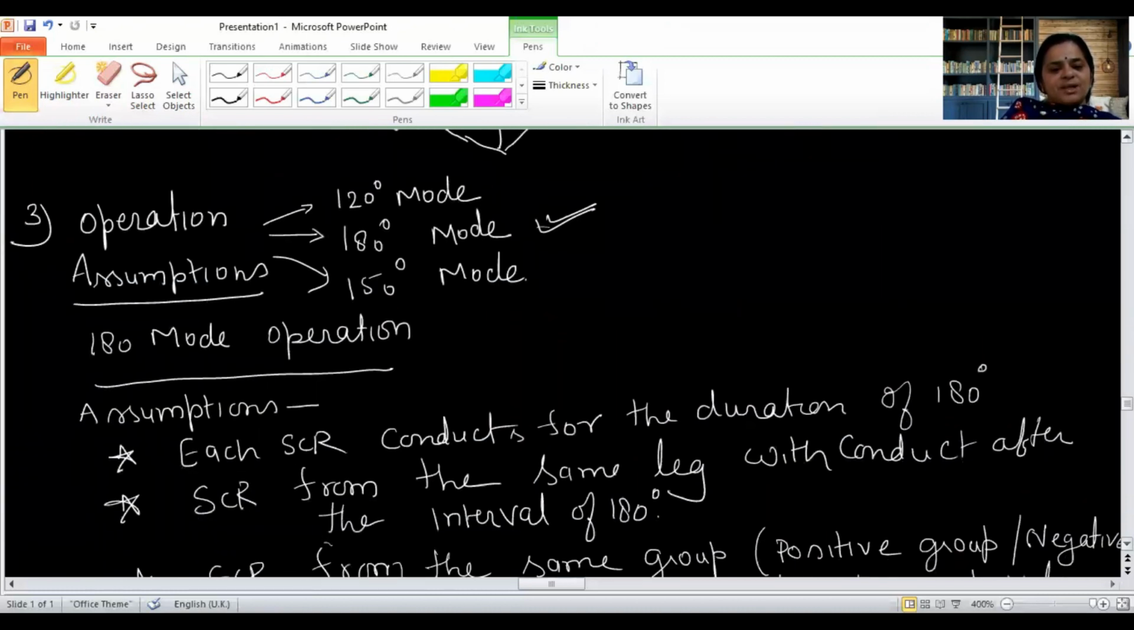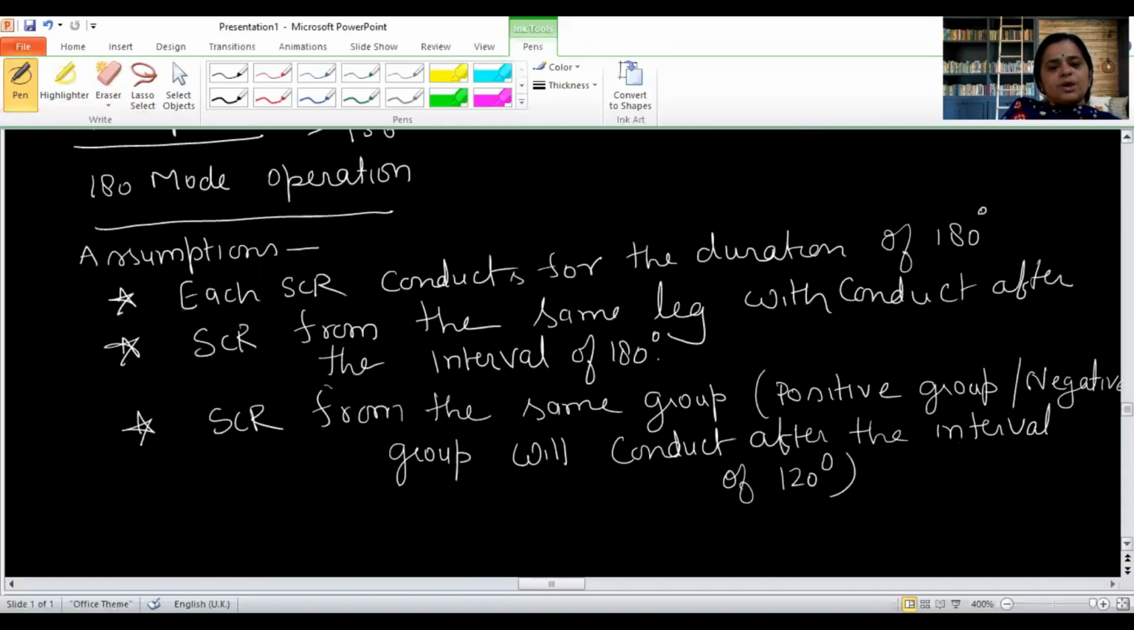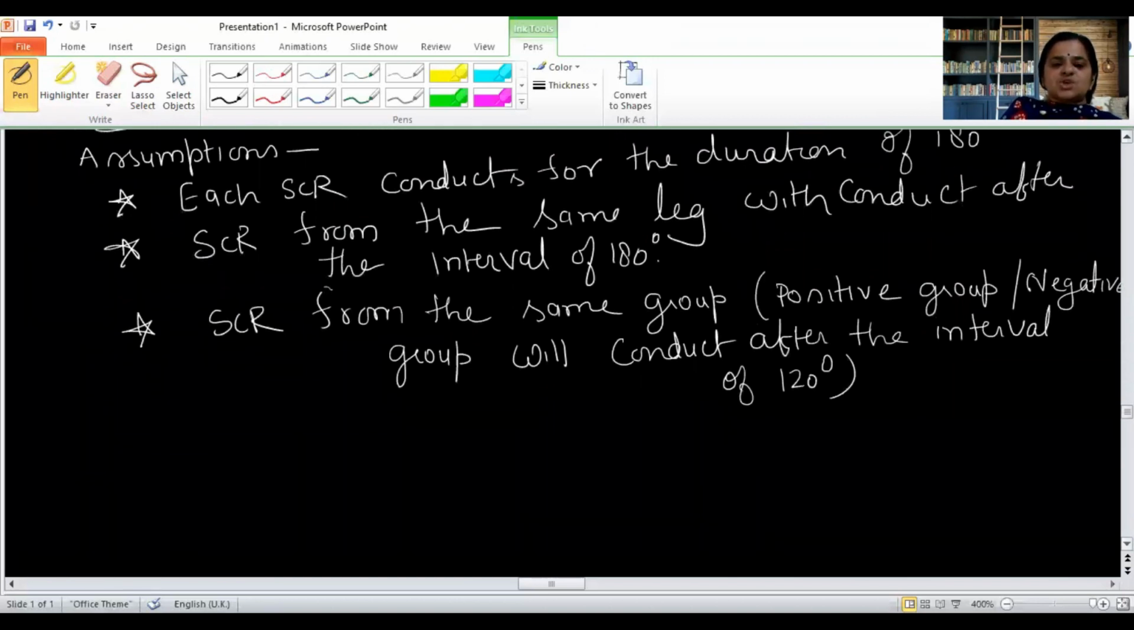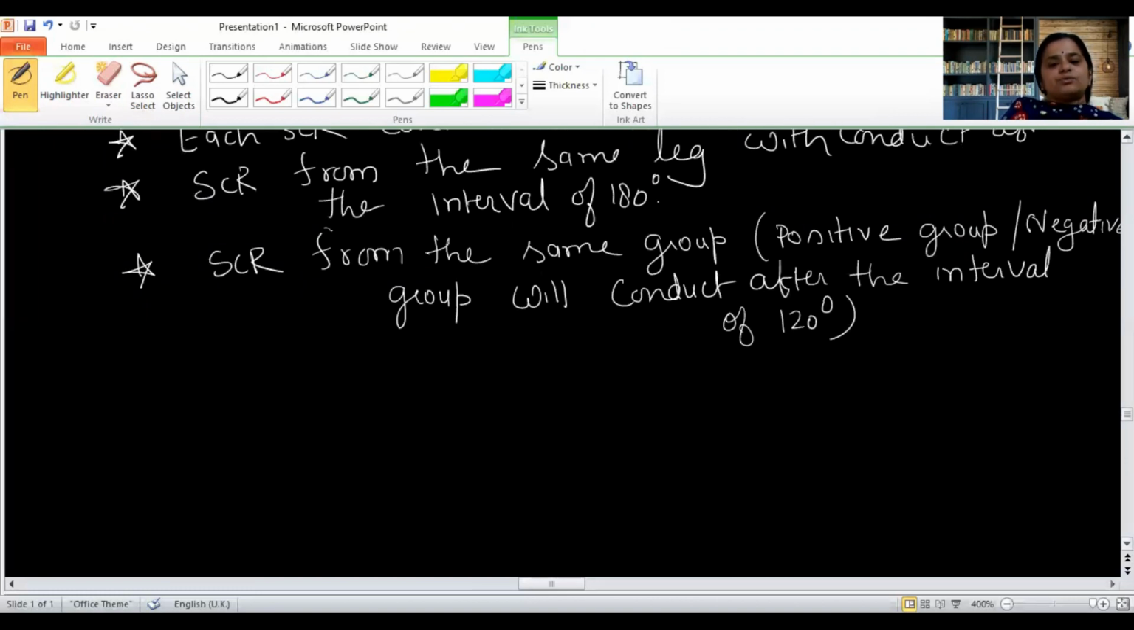Like if T1 starts conducting at 0, then the next positive group SCR, T3, will start its conduction at 120 degree, after a delay of 120. So if T1 starts at 0, then T3 will start at 120 and T5 will start at 240. Similarly for the negative group SCRs. Now I am showing the conduction diagram of these SCRs.